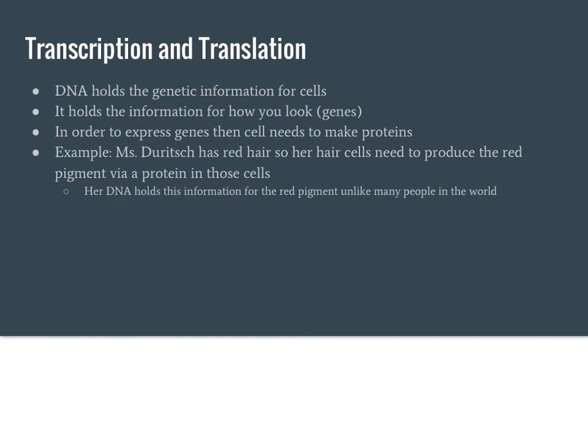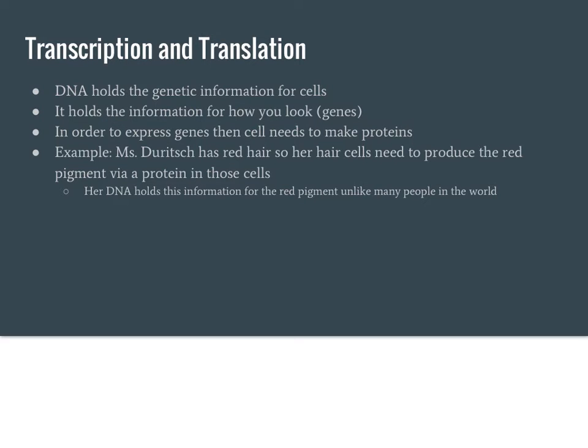So we have to have a way to get from our DNA to making a protein, because this is our genetic information that's telling the cell, hey, you need to be doing a lot of dark colors for the skin or a very, very light color. All right, so this is our process on how we're going to do it. For example, I have red hair. So all of my hair cells need to have a red pigment, which is going to be produced by a protein, and it will be presented by my cells.